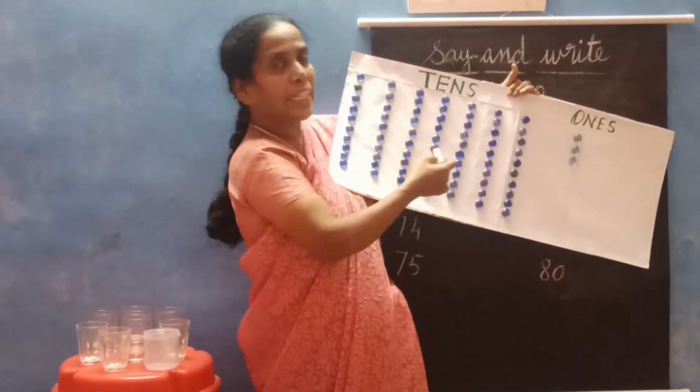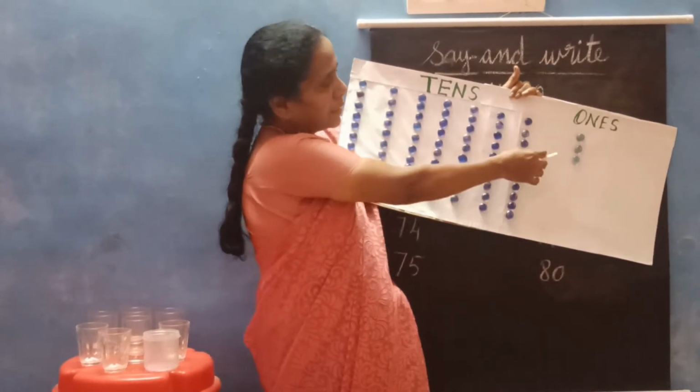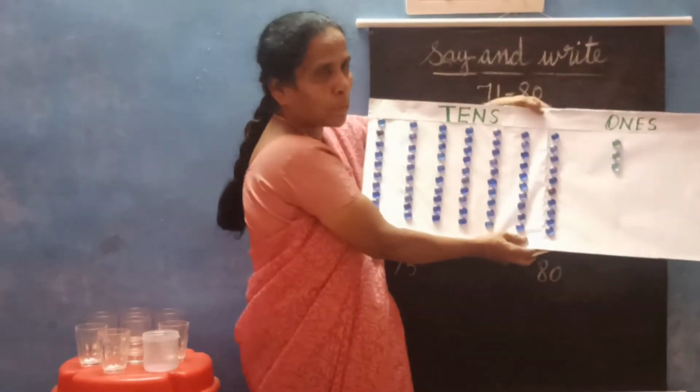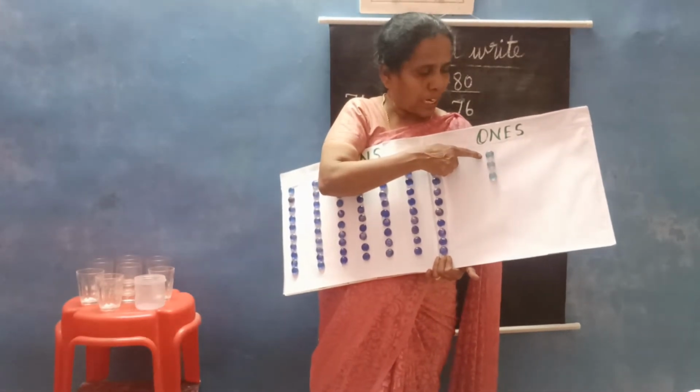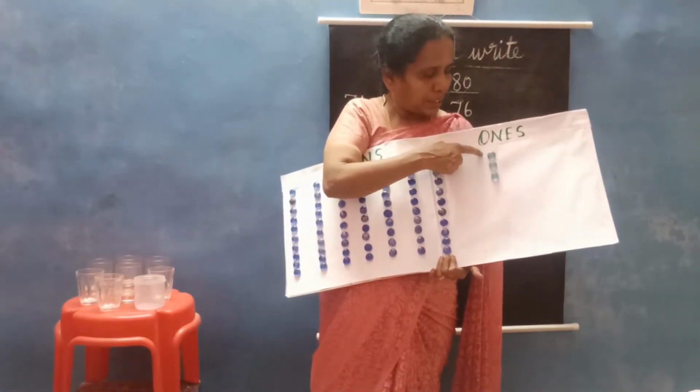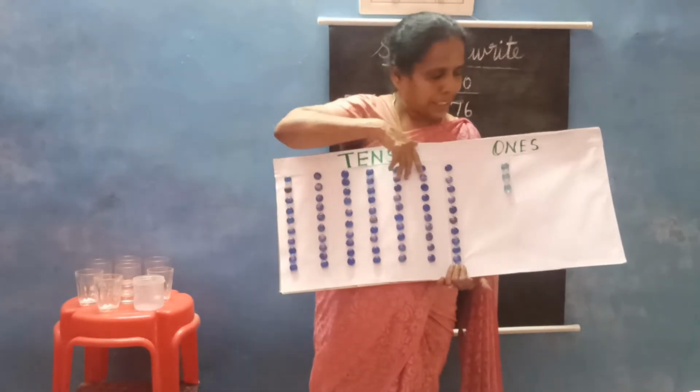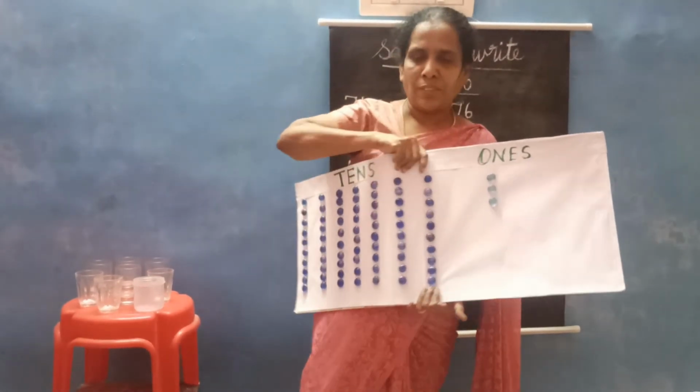In each row, 10 marbles are there. In the ones place, only 3 marbles are there. Let's count. The ones place, how many ones are there? 1, 2, 3. 3 ones are here. 7 tens, 3 ones, 73.